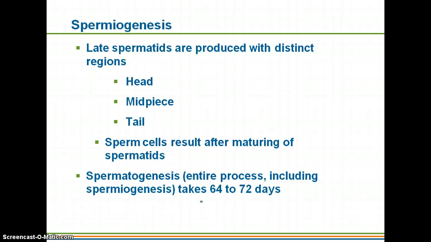So late spermatids, as they are maturing, they are going to develop into a structure that has both a head, a midpiece, and a tail. And they won't actually be considered sperm until they are matured. The entire process of spermatogenesis, starting with meiosis all the way through spermiogenesis, which is basically just the maturing of the spermatids, takes about 64 to 72 days. So it's not something that just happens in the blink of an eye.